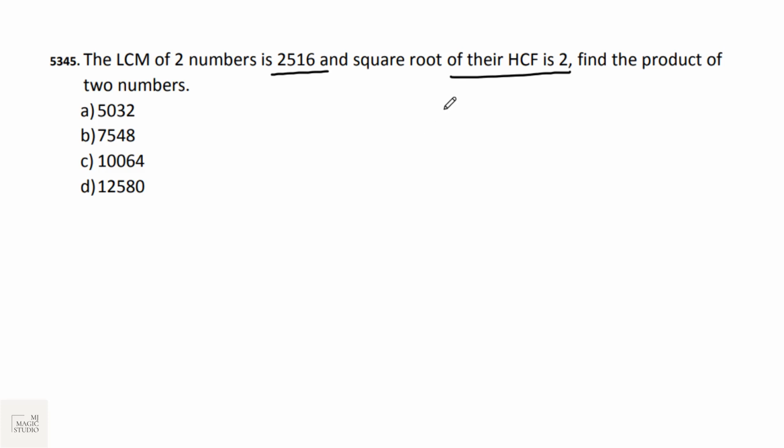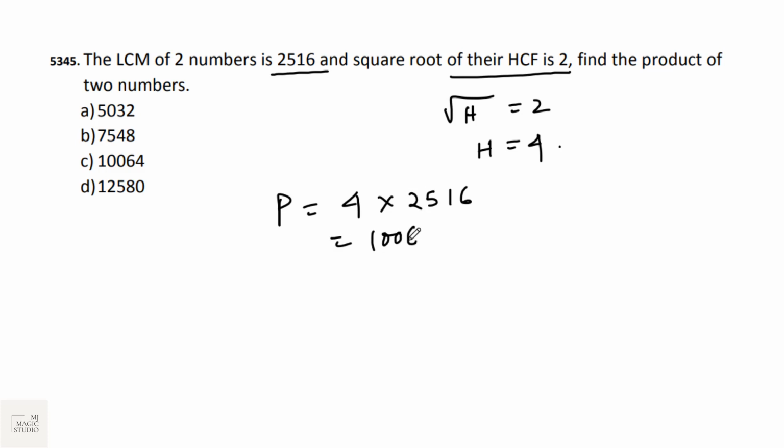The LCM of 2 numbers is 2516 and the square root of the HCF is 2. So root over HCF is 2, HCF is equal to 4. Then find the product of the numbers. The product of the numbers is HCF into LCM, which is 10,064. Yes, that we have in option C.